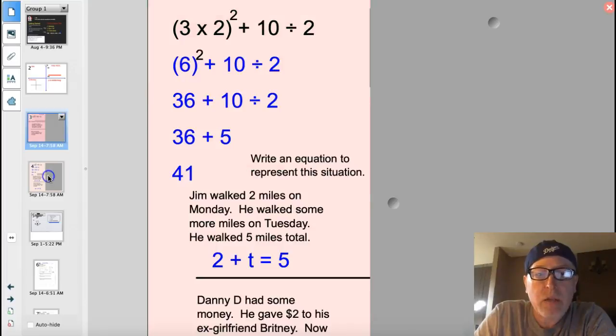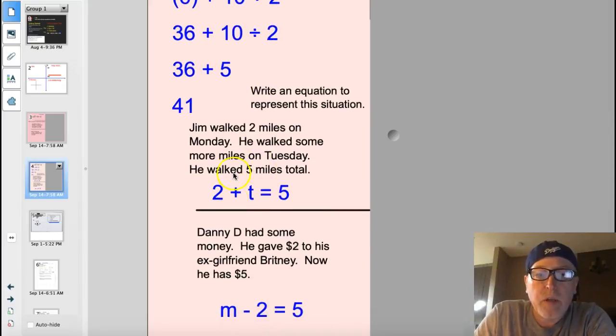Okie dokie. Order of operations, got to do parentheses first. Have to do exponents. 6 times 6 is 36, not 12. 10 divided by 2 is 5. 36 plus 5, 41. Jim walked 2 miles on Monday. Some more miles on Tuesday. He walked a total of 5 miles. I had some money. I gave $2 to Britt.